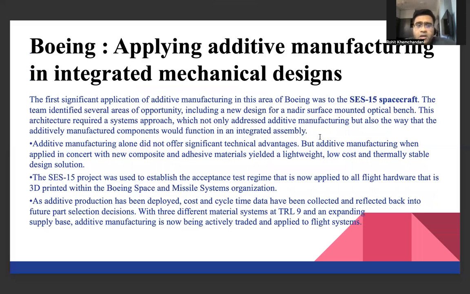Now we'll talk about Boeing. So, applying additive manufacturing in integrated mechanical design.